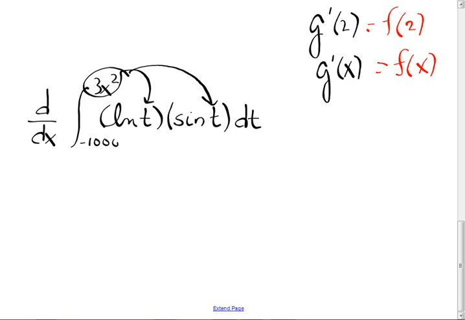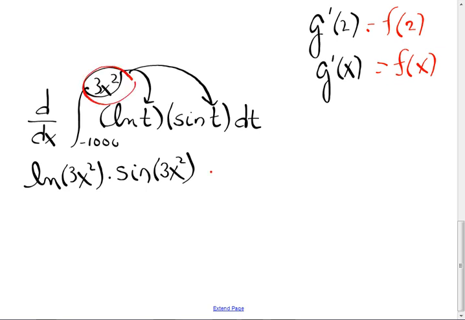I can't even integrate this. It's not even possible. So it's the ln of 3x squared times the sine of 3x squared. That will be one answer. Not all of them, but that will be an answer. What's still missing? I need the chain rule, so I need to multiply by the derivative of this, which is 6x. Yeah, that's easy to forget.